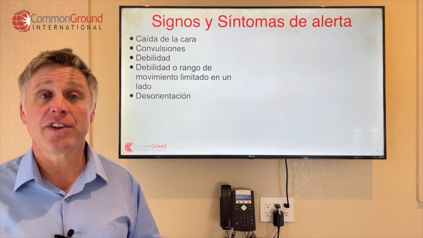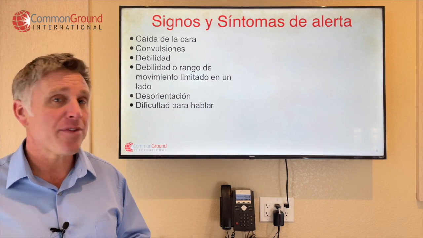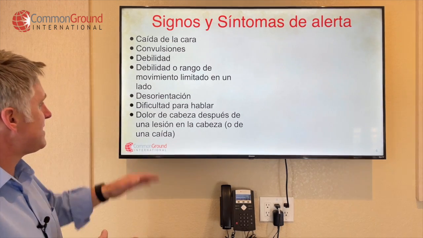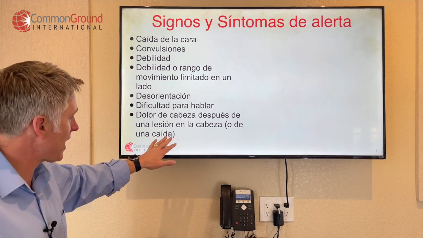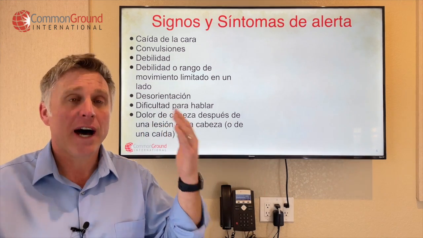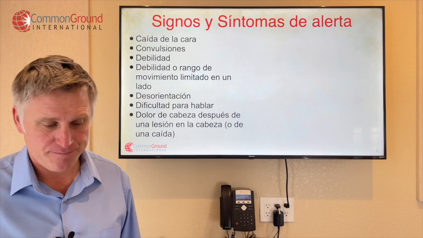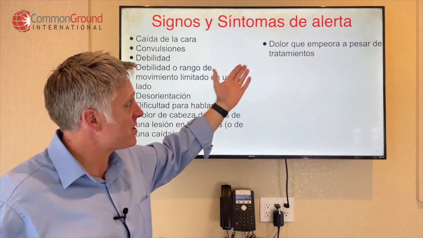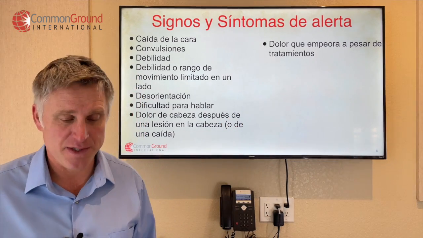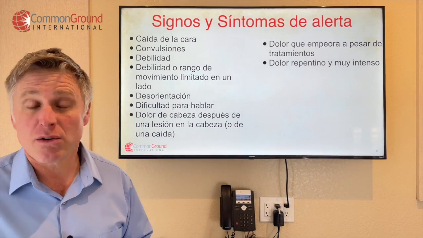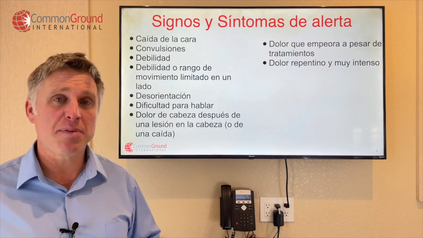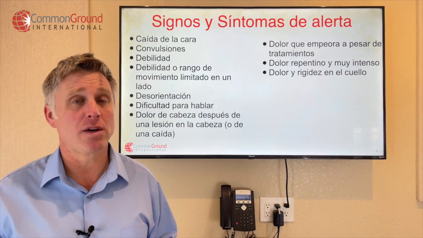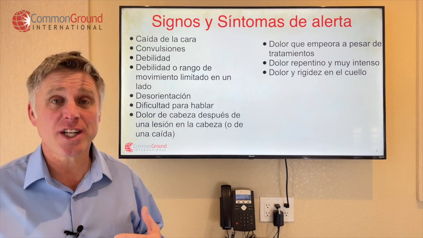Desorientación, feeling disoriented. Dificultad para hablar, difficulty speaking. Dolor de cabeza después de una lesión en la cabeza o una caída. So headache after a head injury or a fall. Dolor que empeora a pesar de tratamientos. So pain that gets worse in spite of treatments. Dolor repentino y muy intenso, so sudden and intense pain. Dolor y rigidez en el cuello, so pain and stiffness or rigidity in the neck.